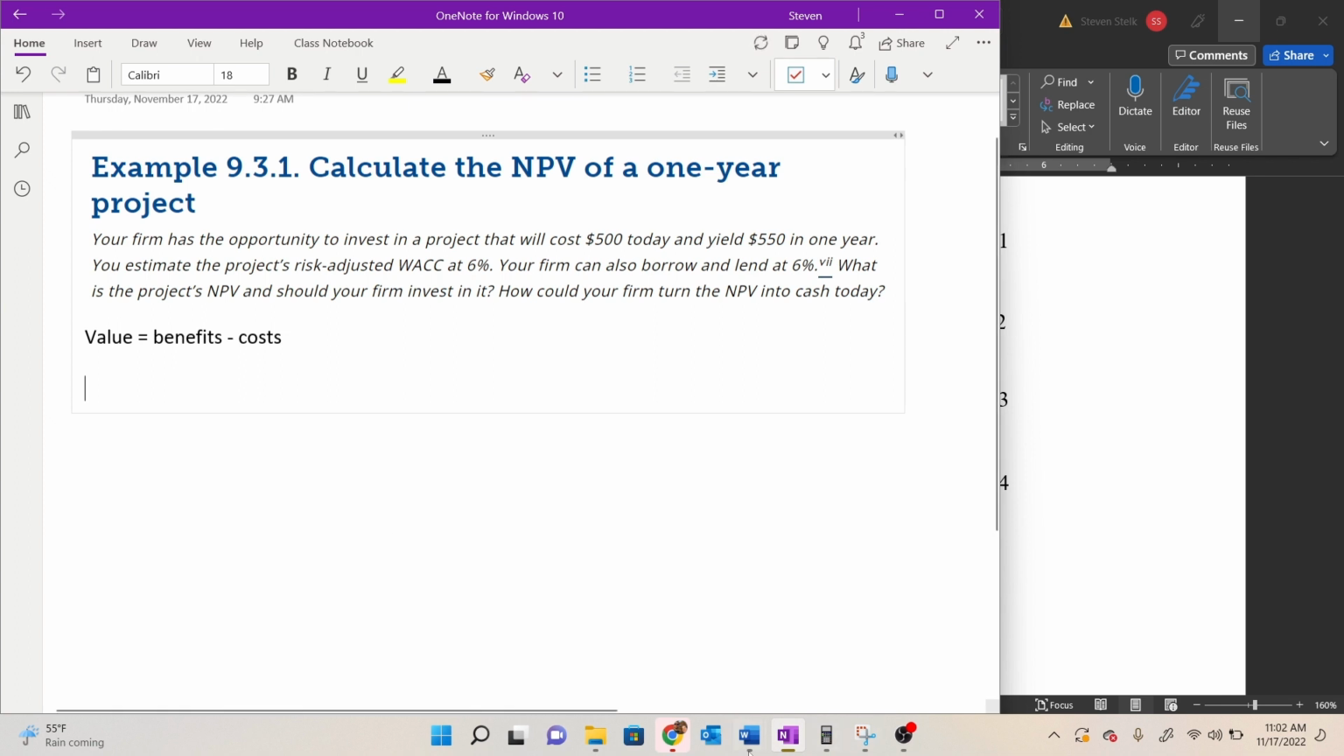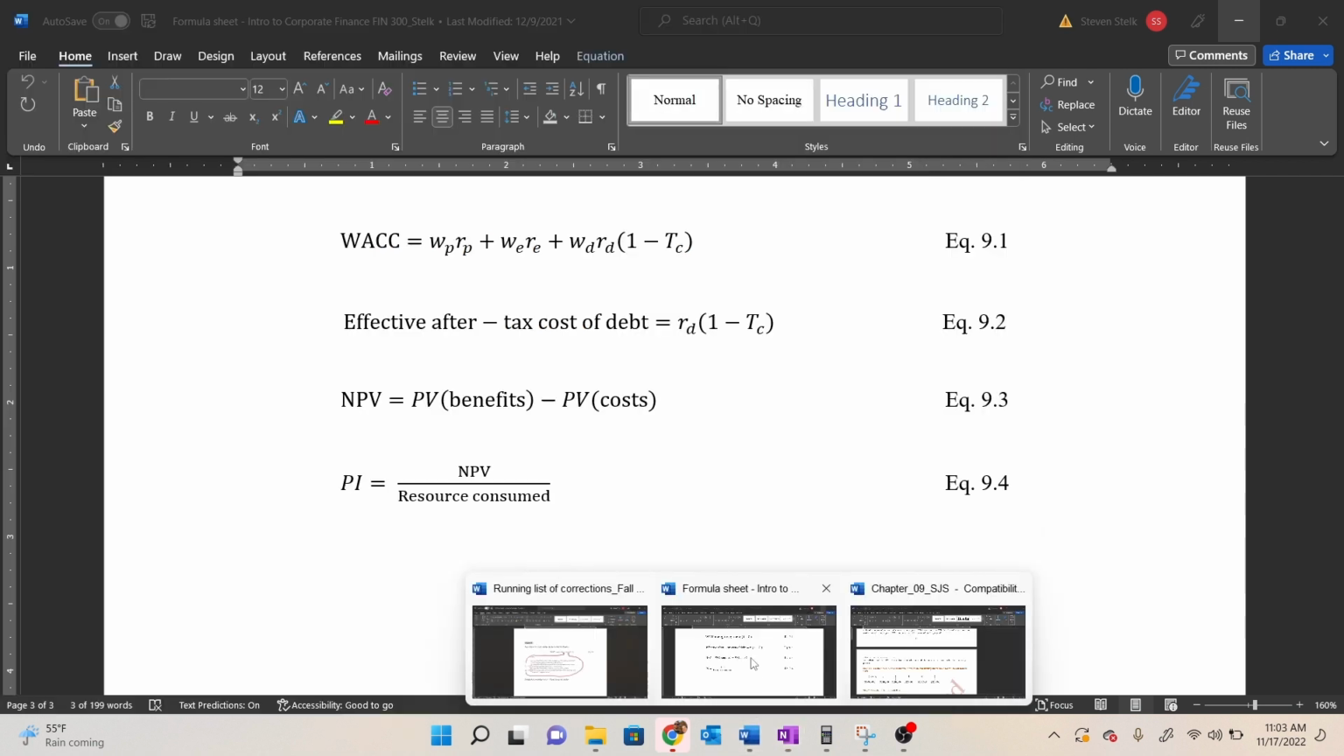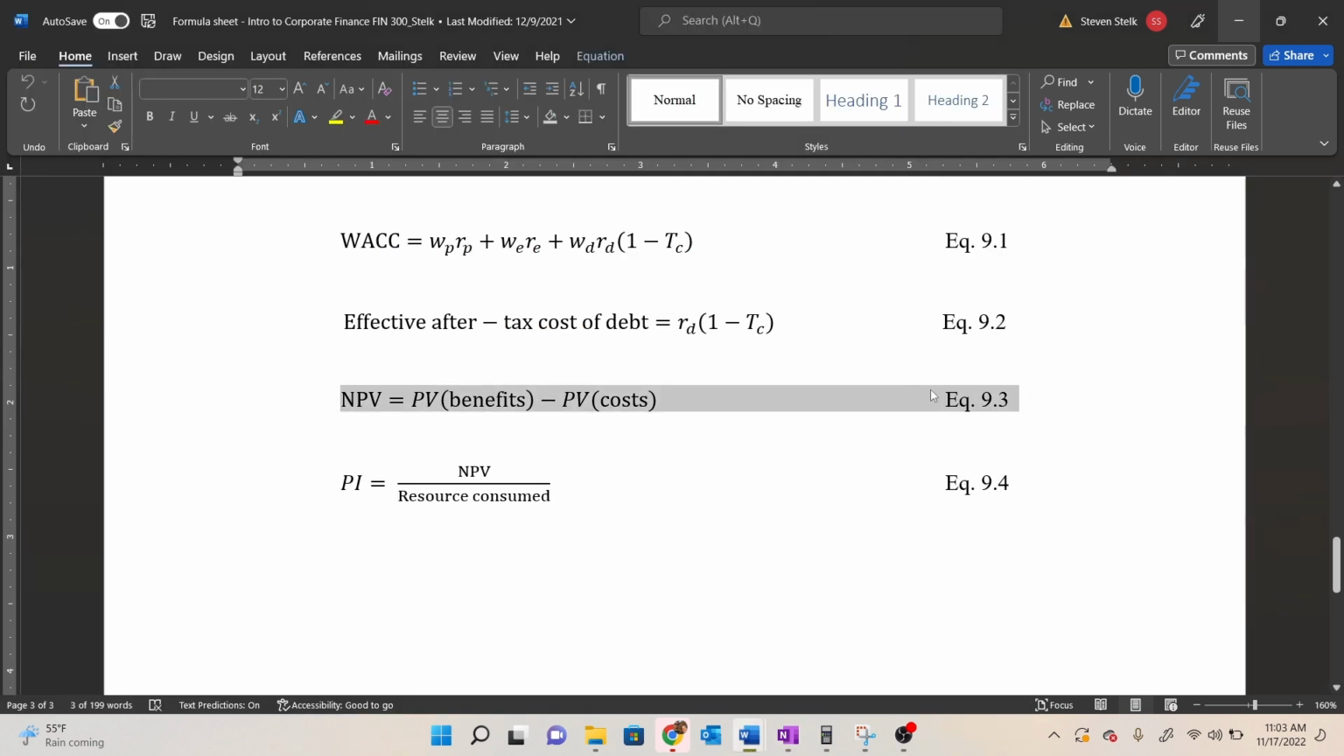Now, the definition of net present value, we've got a formula for it, equation 9.3 on our formula sheet. The NPV, or net present value, is just equal to the present value of the benefits, right? If those cash flows occur over time, we're going to discount them back to today's dollars. And we subtract from that the present value of the costs. So if there are costs to this project over time, we're going to discount them all back to today's dollars and then do this same value calculation just after taking care of the effective time value of money.